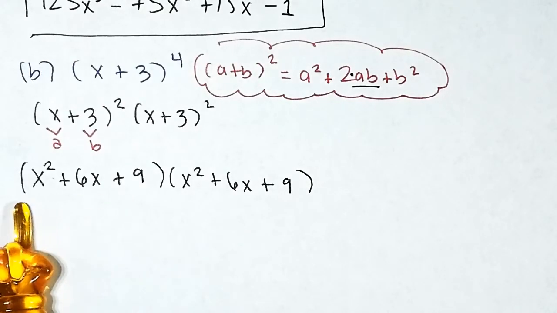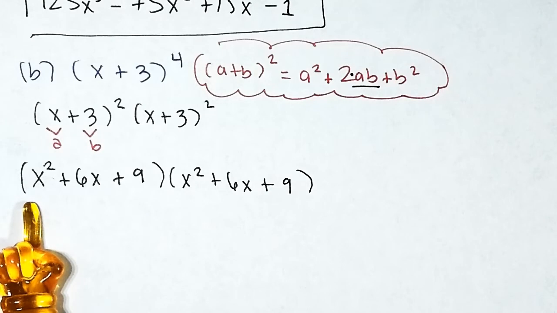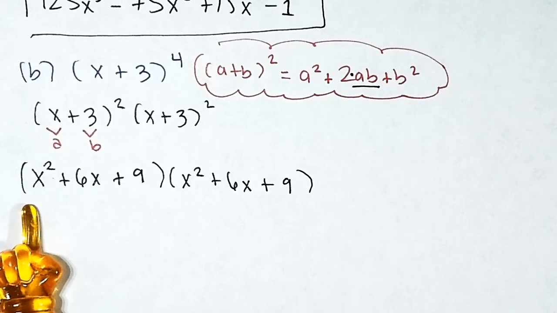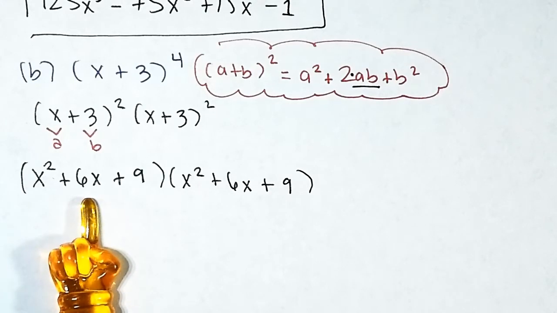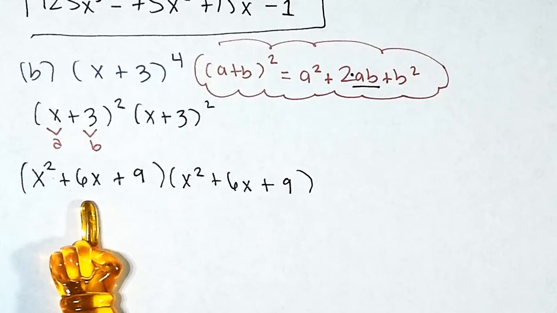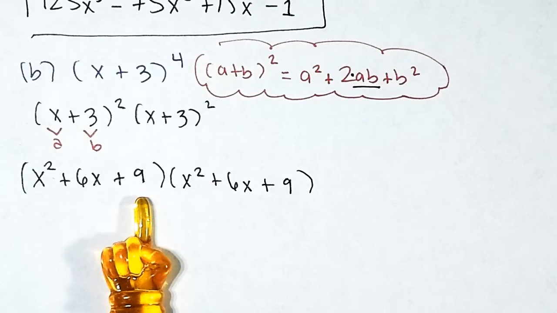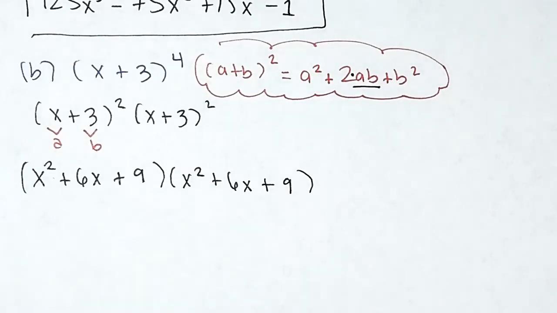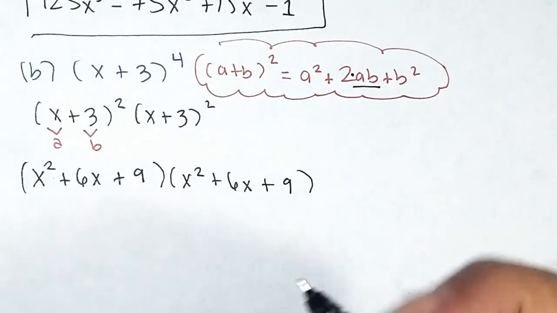Round 1, what do we get when we distribute the x squared? Round 2, what do we get when we distribute the 6x? Round 3, what do we get when we distribute the 9? So let's go ahead, earn our full credit and ace this test. So round 1, I got you.